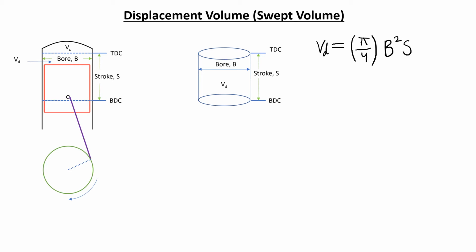However, if you want to calculate the volume for the entire engine, like some cars have 6 cylinders, some have 4, some have 8, to calculate that, you just multiply by the number of cylinders. So N_C times the rest of the equation, which is exactly the same. So pi over 4 B squared times the stroke.